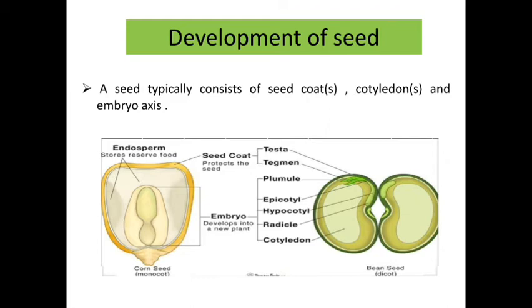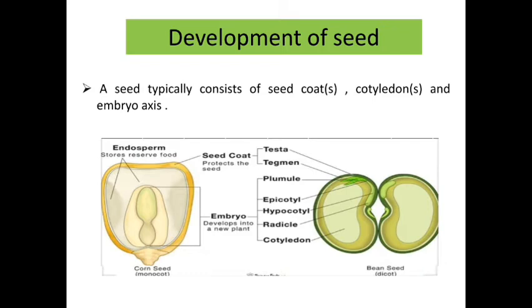So it is labeled here, and for dicot the seed coat has two layers. Can you see? Testa and tegmen. These two layers are there, testa and tegmen, and these two together are known as seed coat. Now what is the function of seed coat? The function of seed coat is to protect the seed. Okay, so seed coat protects the seed.